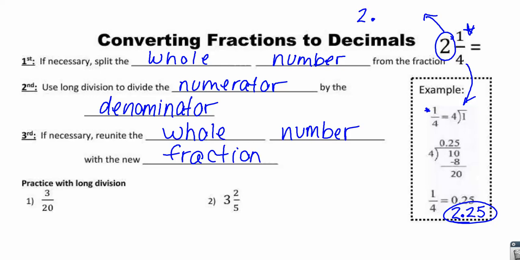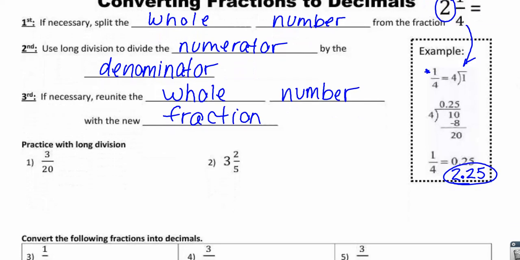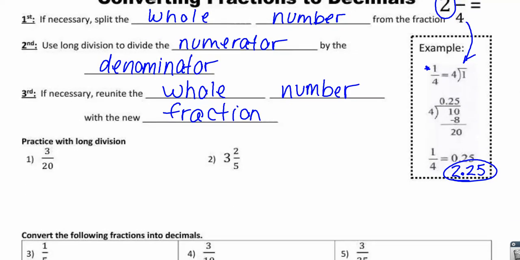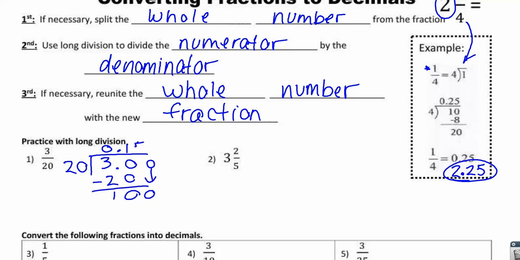So for number 1, we're doing top dog in the house. So 3 goes inside, 20 goes outside. 20 can't go into 3, decimal 0, 0. 20 goes into 30 one time, which is 20. Subtract, I get 10. Bring down the 0. 20 goes into 100 5 times, which is 100. Subtract, I get 0. So that one was just like the ones that we did on the other page.